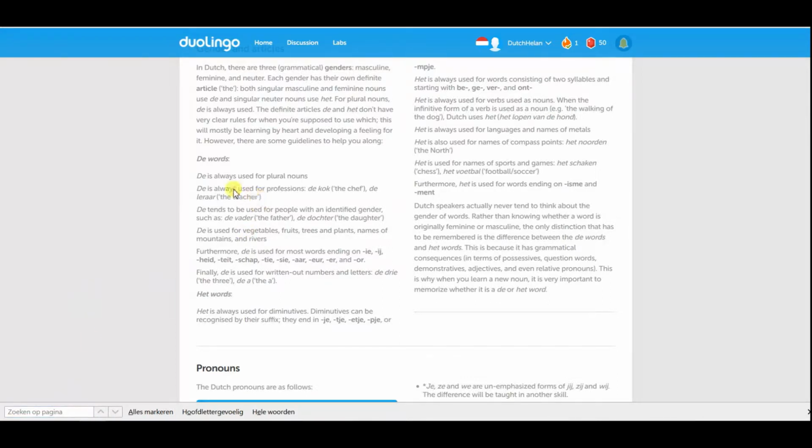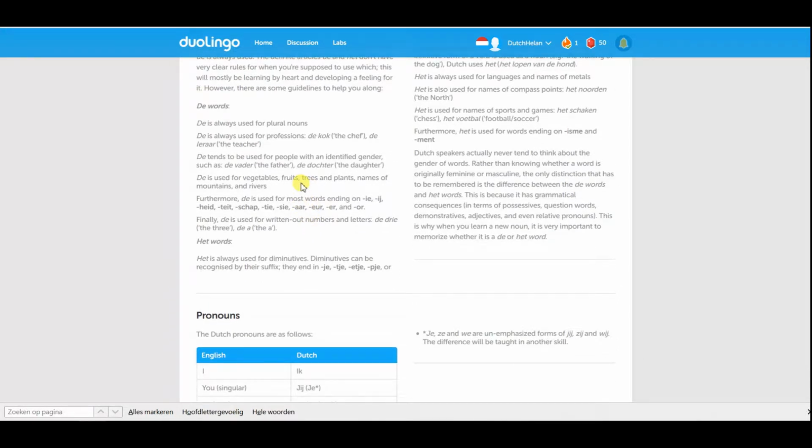Then the second one is de is always used for professions. That's kind of good to know. De tends to be used for people with an identified gender, such as de vader, de dochter, the daughter, de oom, the uncle, and so on and so forth. De is used for vegetables, fruits, trees, plants, names of rivers and mountains. Okay, also good to know.